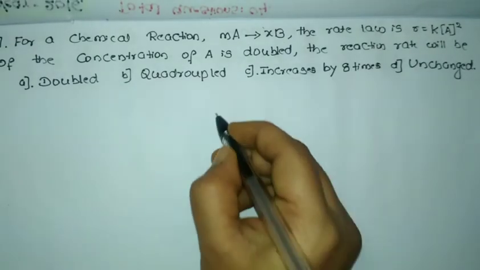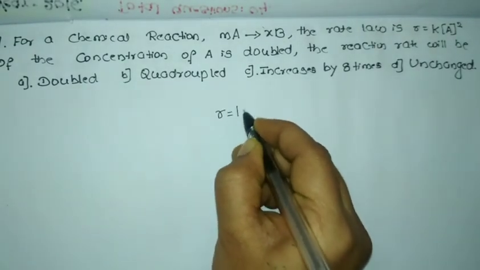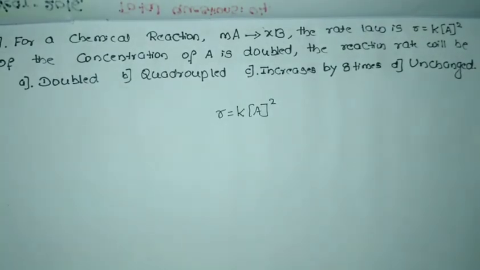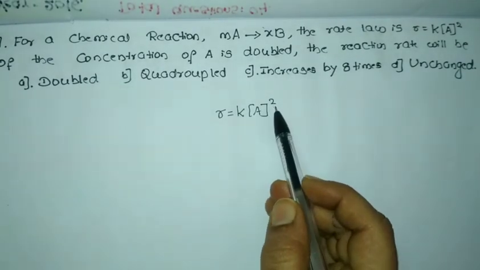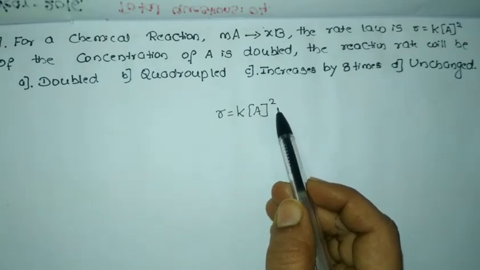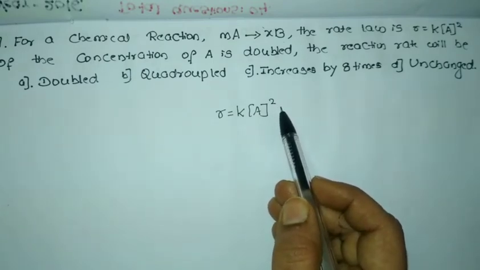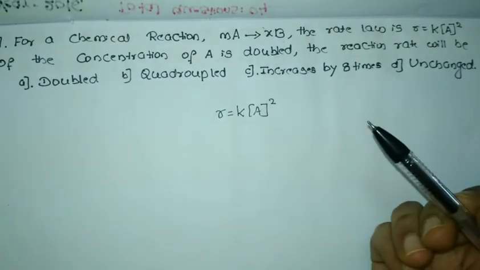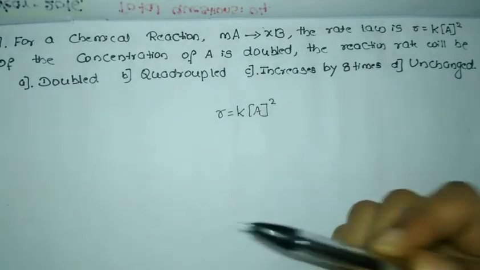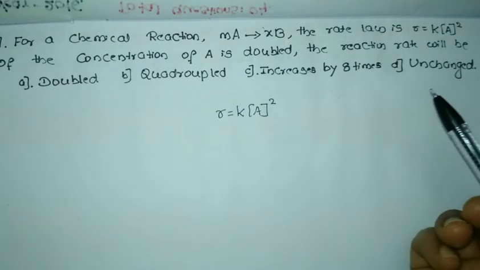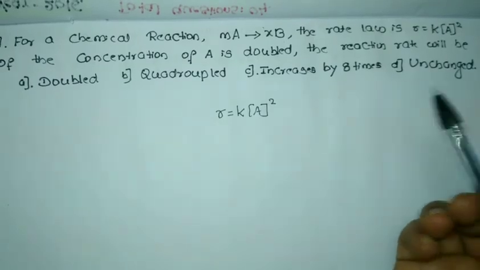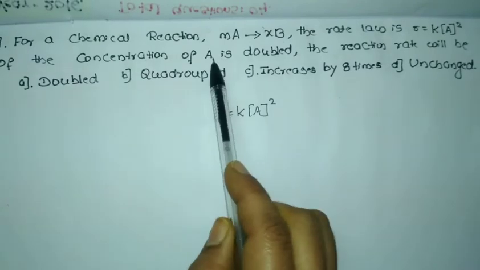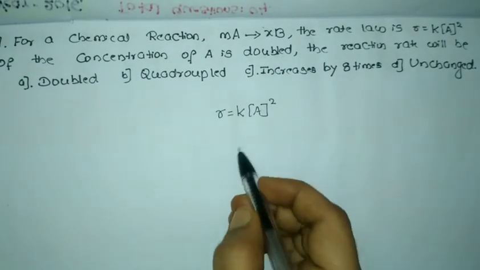By the relation that they have given, let us take it down: R is equal to K into A square. By this I could say it's a second order reaction, but we need not find out the order. Second order means the order of a reaction depends on the concentration of the reactants. Now no need to concentrate there. The thing is, if the concentration of A is doubled, what happens to the rate?